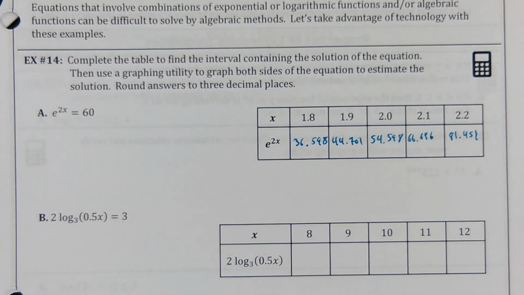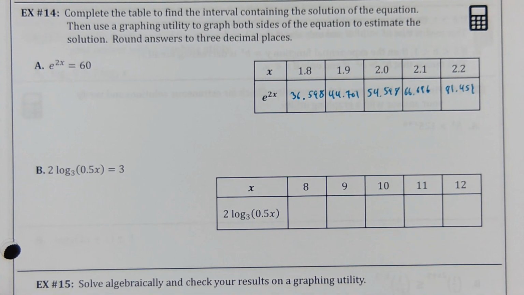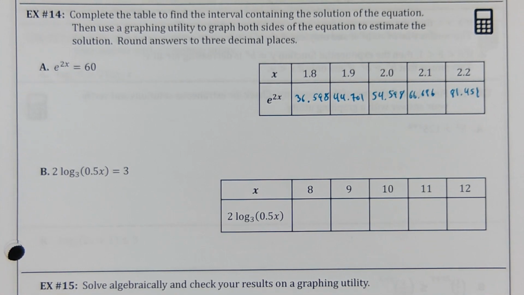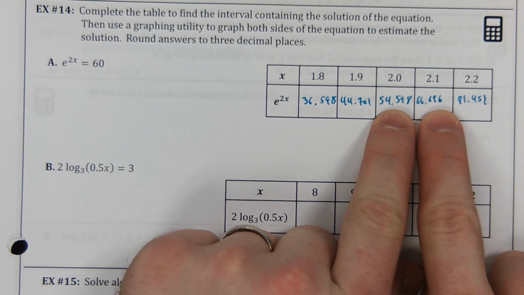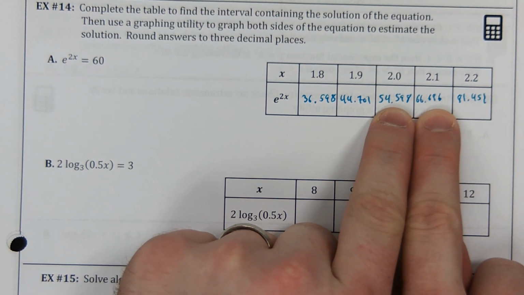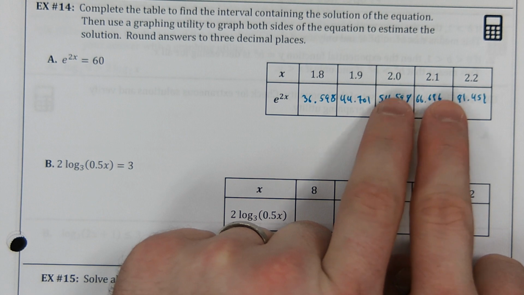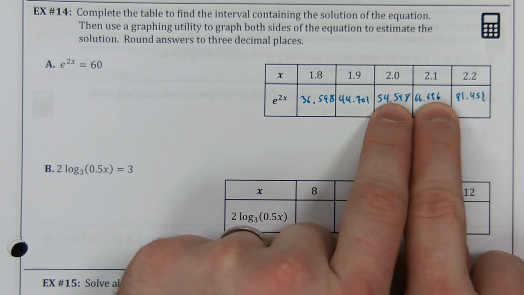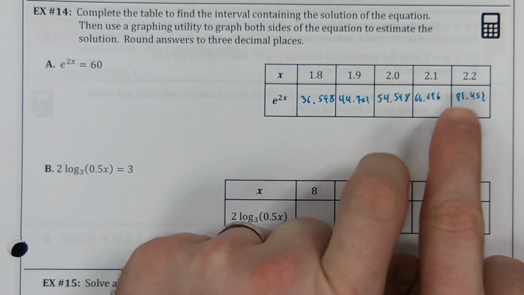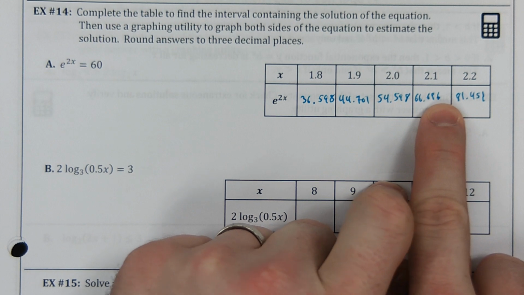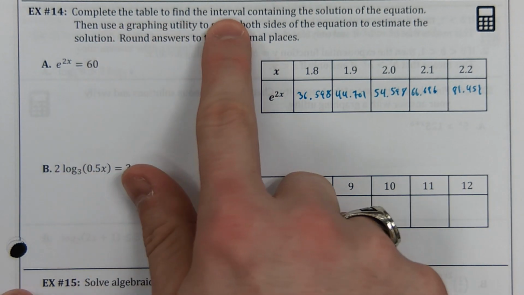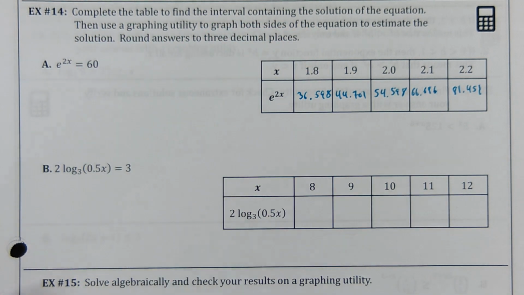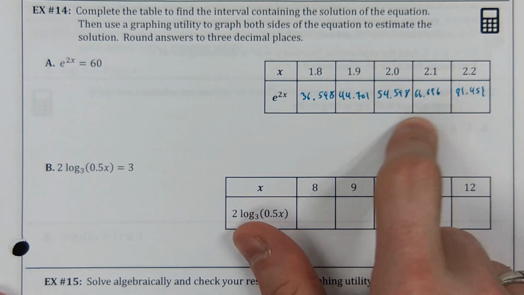Now let's look at the question. It wanted us to figure out when it equals 60. Well, 60 happens to be between those two numbers, doesn't it? And it's basically the average of these two numbers. Darn near the average. Look, this is 6 below 60. This is 6 above 60. It says round to 3 decimal places. So let's complete the table. Graphing utility. Yeah, it looks like it's going to be between 2 and 2.1.